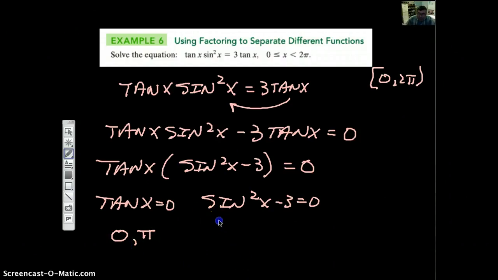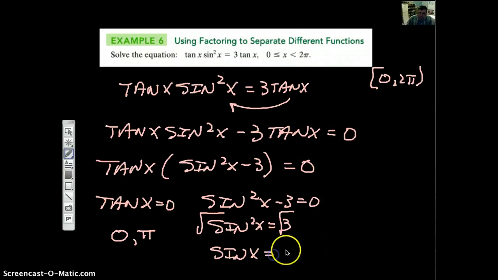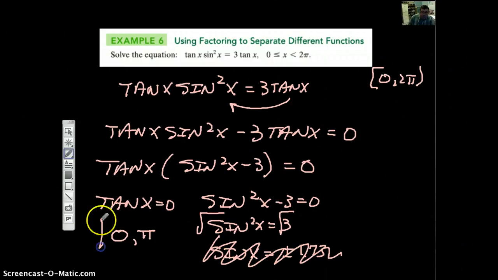Now, we're going to have to solve this. Sine squared x is equal to 3. Take the square root. Sine of x is equal to the square root of 3, plus or minus. Square root of 3 is about 1.73. Now remember, sine only goes from 1 to negative 1, so this makes no sense. We could disregard that. We already have these two answers over here, and there you go. That's the way to do that problem.